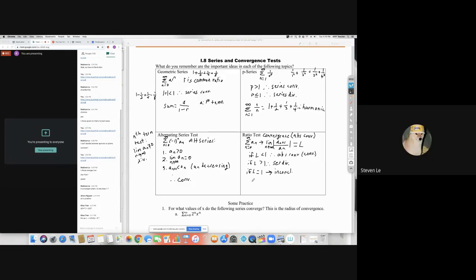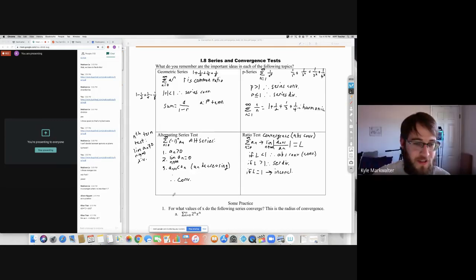What's the difference between the alternating series test and the alternating harmonic series test? There is technically no such thing as the alternating harmonic series test. The alternating harmonic series is the harmonic series, but instead it's 1 minus 1/2 plus 1/3 minus 1/4. And you could use the alternating series test to show that it converges.